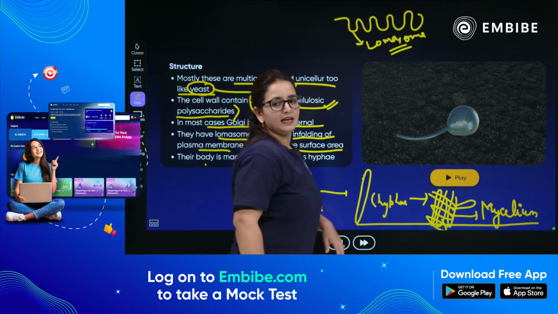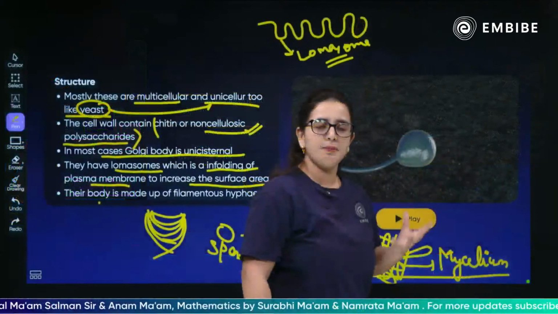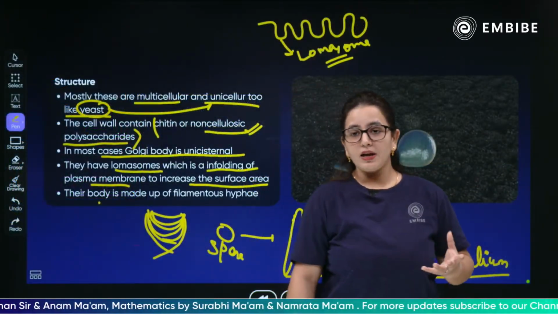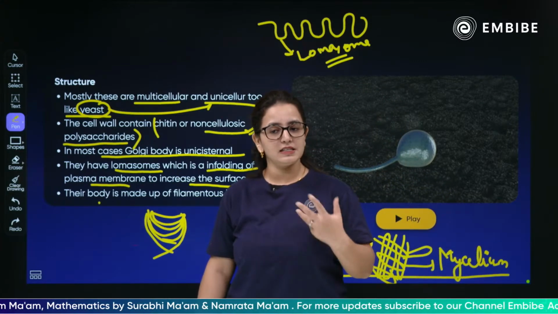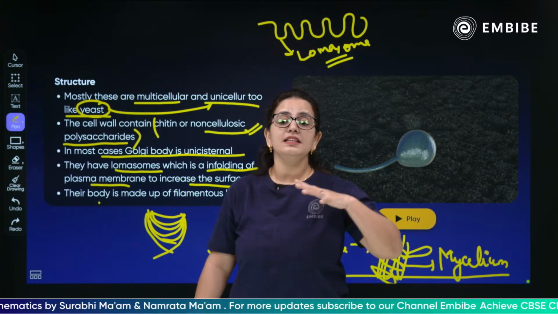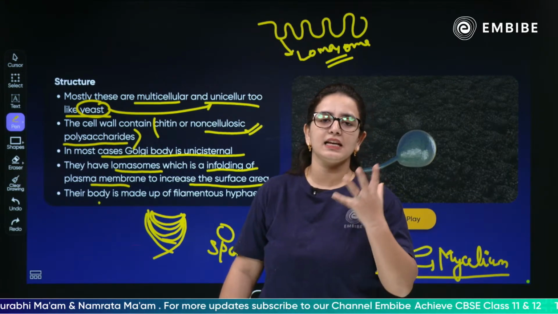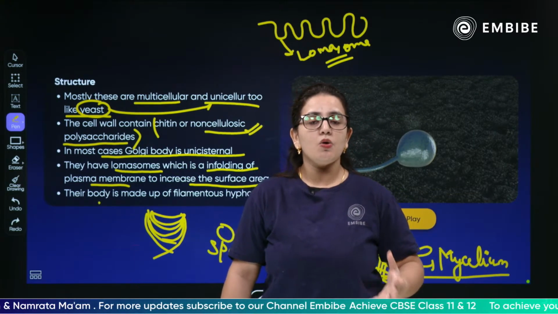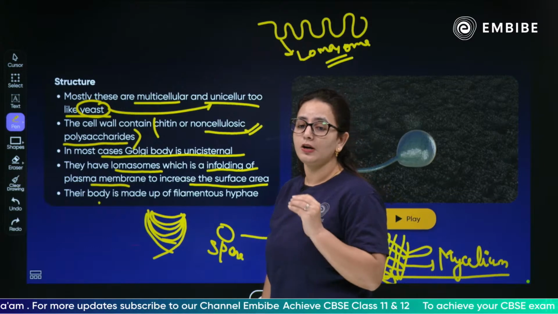So basically a hypha is a filamentous structure. A different type of hyphae also exists, which we will discuss later. The whole network of hyphae creates a mycelium. A network of hyphae is called mycelium.